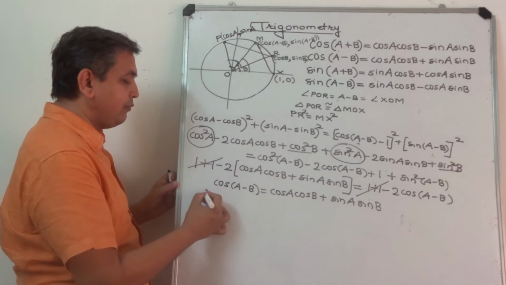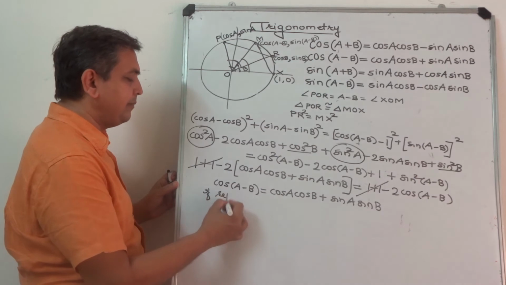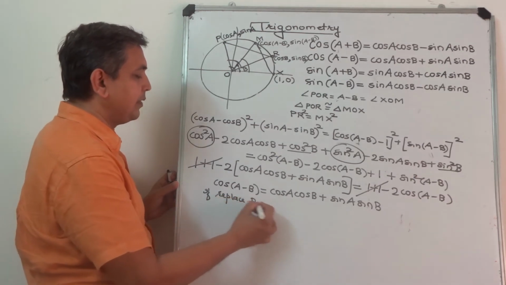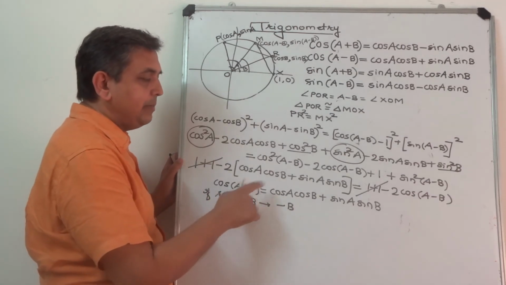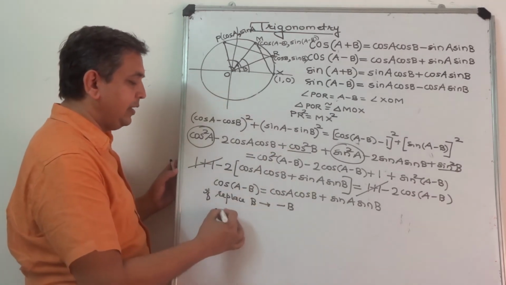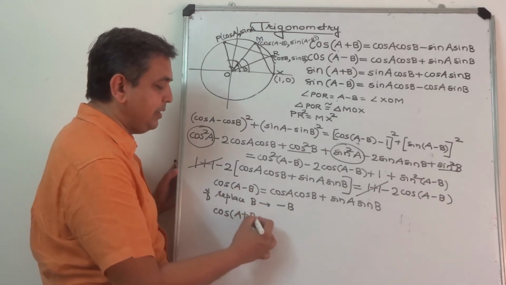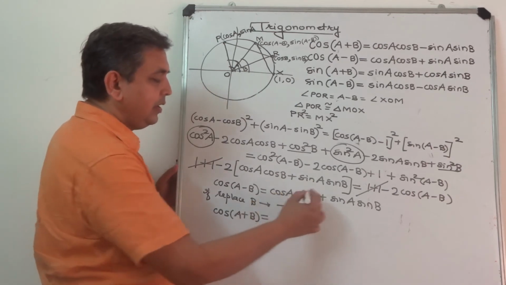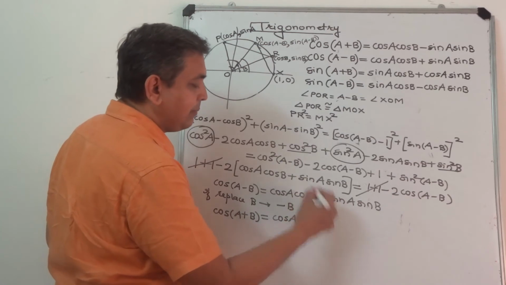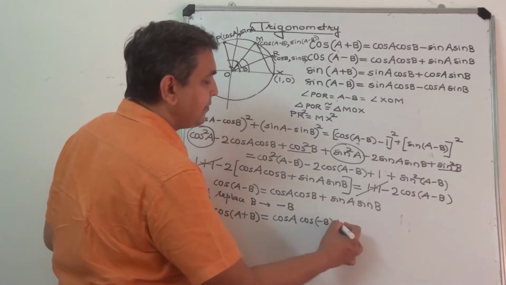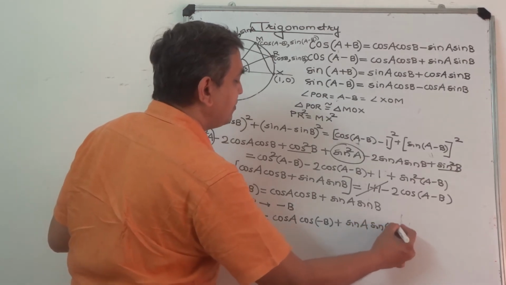In this, if we replace B by minus B, replace B by minus B, what do we get? Cos of A minus of minus B is plus B, equal to, here we get cos A cos, we are replacing B by minus B, plus sin A sin of minus B.